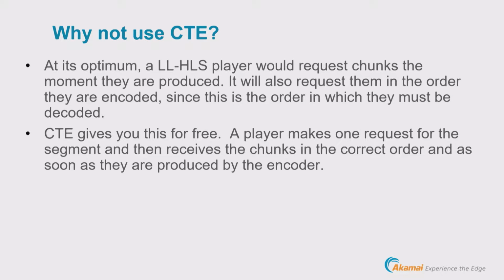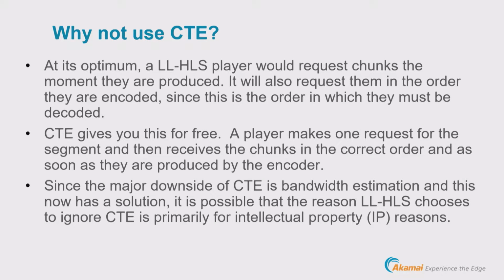What's interesting is that chunk transfer encoding gives you this for free. The player makes one request for the segment. It's given the chunks in the correct order, and they're released to the client as soon as they're released by the encoder. So I scratch my head about this, and especially with the advances in bandwidth estimation, it might be the case that the reason Apple are avoiding chunk transfer encoding is maybe around intellectual property reasons. Maybe Apple are concerned that other solutions use this and therefore they're not comfortable using it.